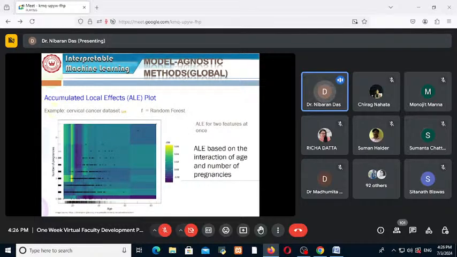ALE for two features: we use the same concept of local regions, and here f is the corresponding random forest. If we plot this, we will get this kind of correlation.